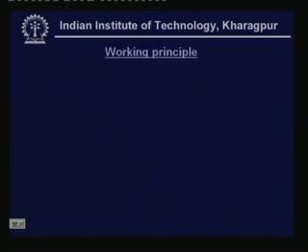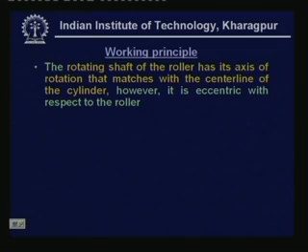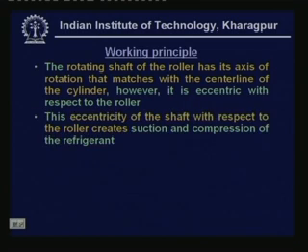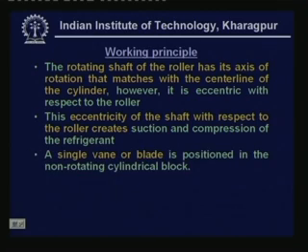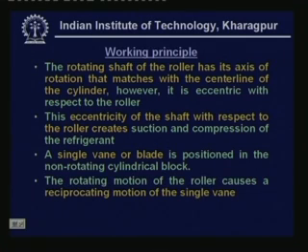Now, let us look at the working principle. Let me describe the working principle first, then I will show you the figure. In these compressors, the rotating shaft of the roller has its axis of rotation that matches with the center line of the cylinder. However, it is eccentric with respect to the roller. This eccentricity of the shaft with respect to the roller creates suction and compression of the refrigerant. A single vane or blade is positioned in the non-rotating cylindrical block. The rotating motion of the roller causes a reciprocating motion of the single vane.